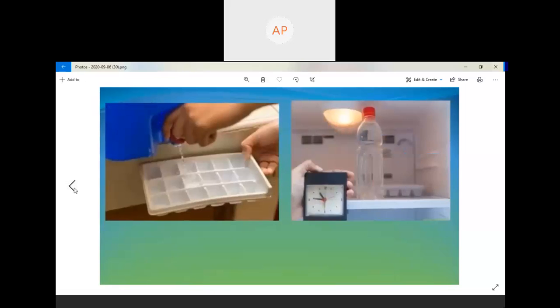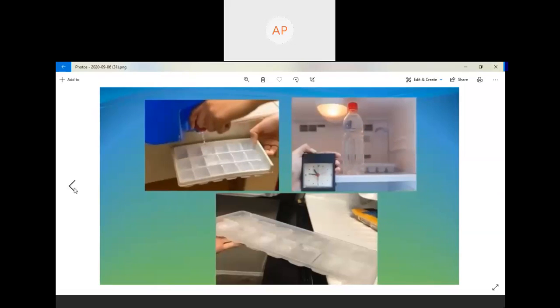So after some time, what happens? The water changes into solid form.